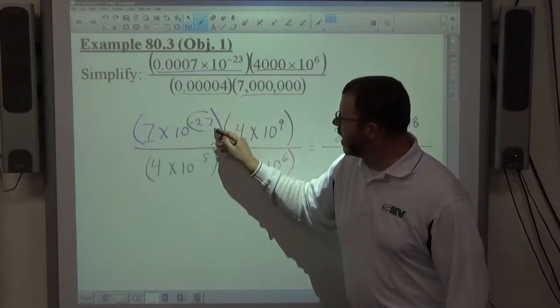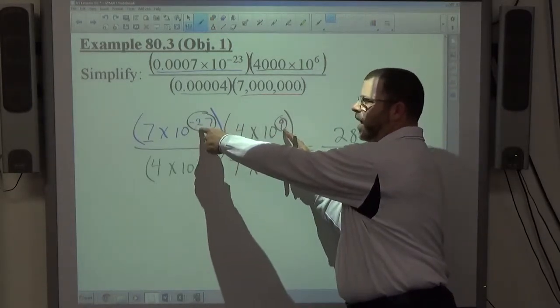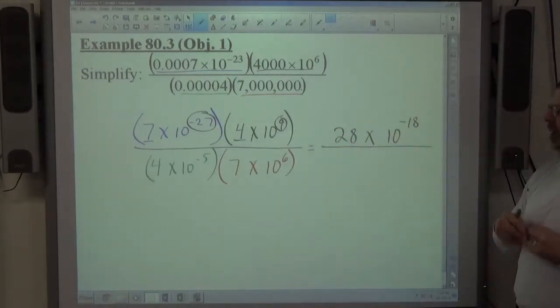And the power of 10 added to the power of 10, since we're multiplying the powers of 10, we're going to add these. Negative 27 plus 9 makes negative 18. Subtract because the signs are different. Negative because 27 is bigger.